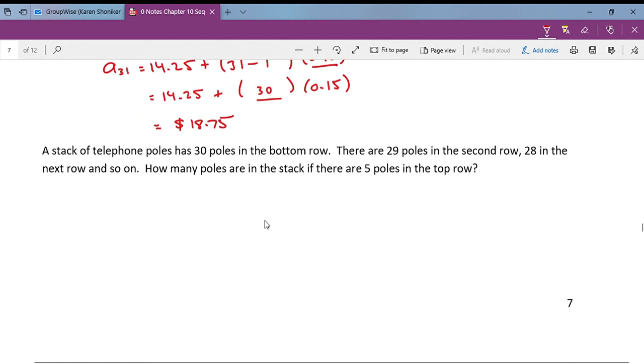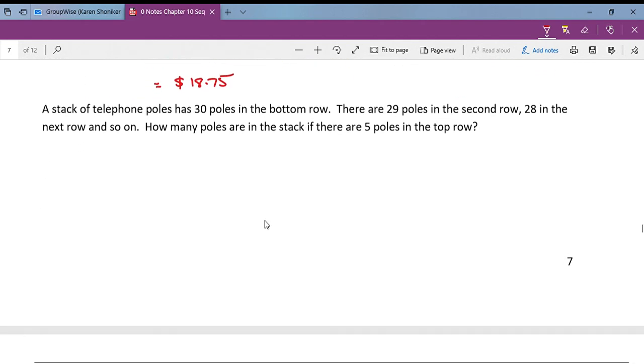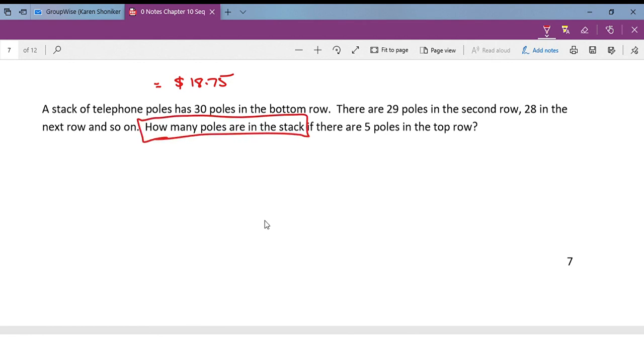All right. The next one, a stack of telephone poles has 30 poles in the bottom row, 29 poles in the second row, 28 in the next row, and so on. How many poles are in the stack if there are 5 poles in the top row? How many poles are in the stack all together? We are going to be finding a sum. We're not finding how many are in the top stack, we're saying how many are in the entire stack. So we are going to be using this formula.